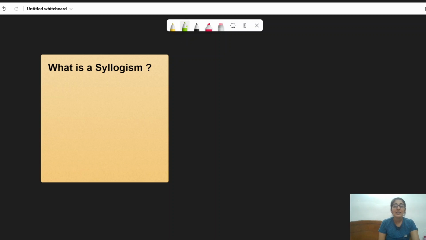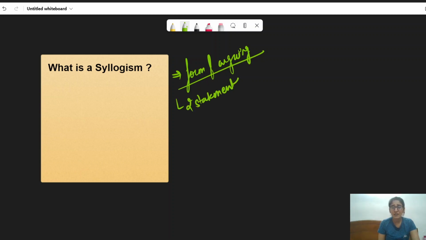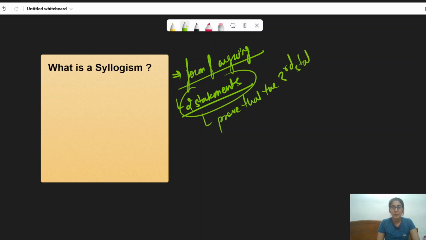So you see, I can simply define a syllogism in layman's language as a form of arguing in which there are definitely two statements, or I can also say in which definitely two statements are used. They're used for what? They're used to prove that the third statement is true. Is this clear? So it is a form of arguing in which two statements are used to prove that the third statement is true.